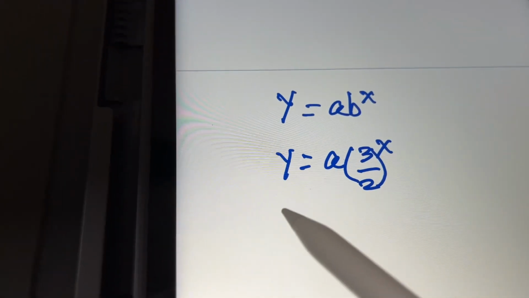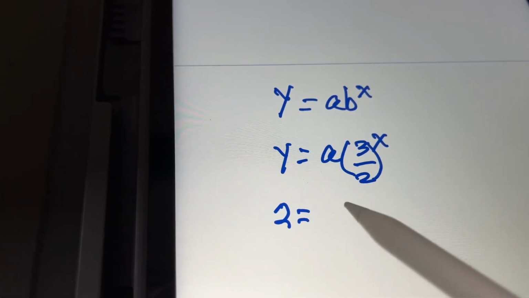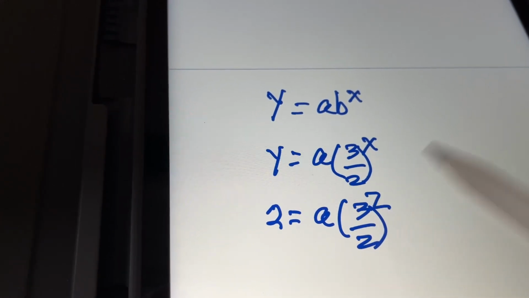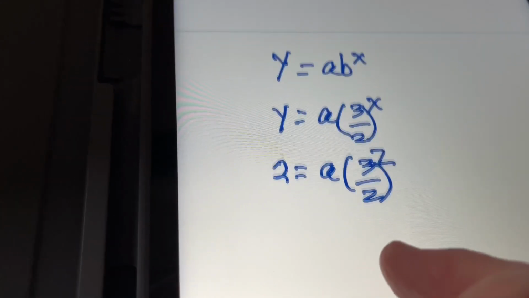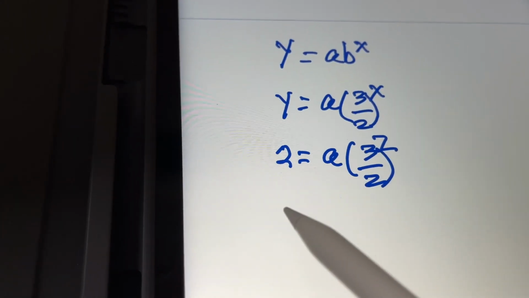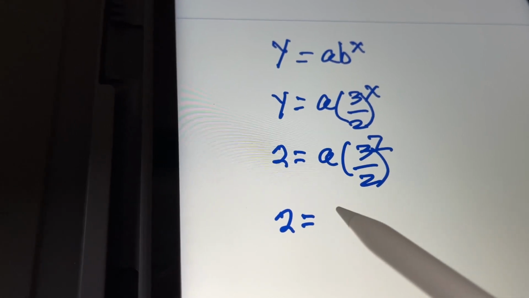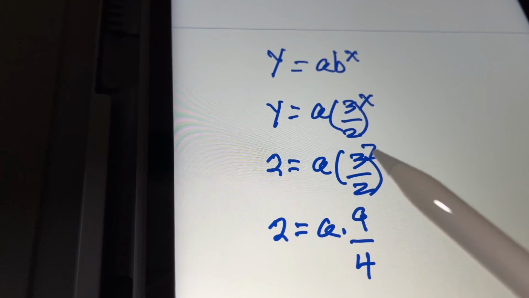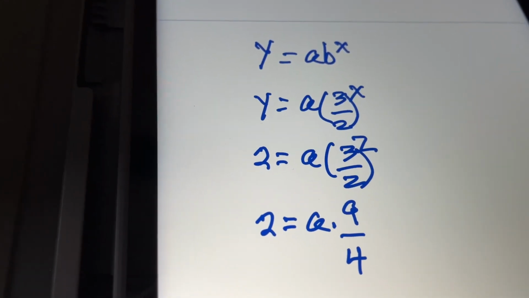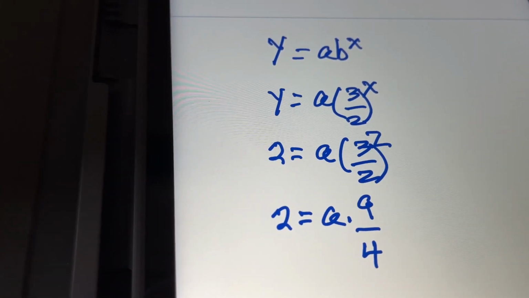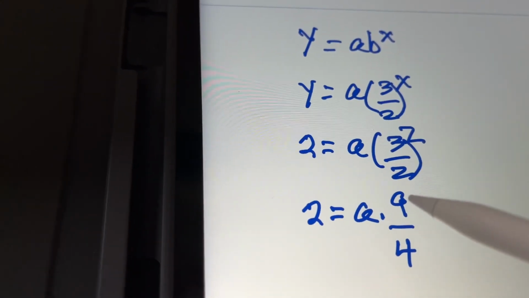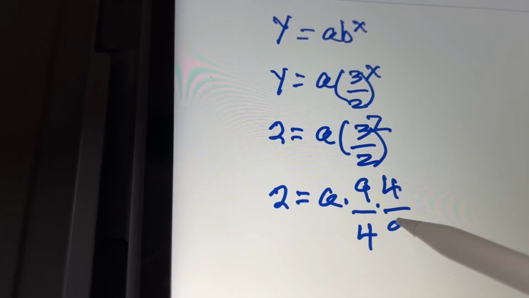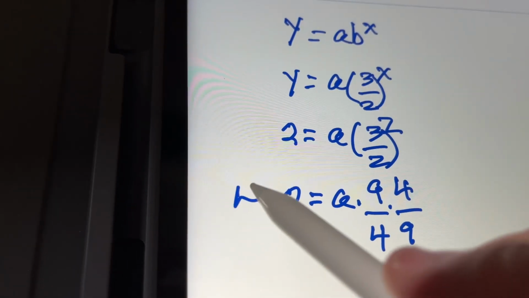So I'm going to put 2 in y's place, and I'm going to put 2 in x's place. And then I'm going to do the math on this, which means I'm going to square those. So if you square 3, you get 9, and if you square 2, you get 4. That's how you square a fraction. So 3 squared is 9, 2 squared is 4. Now I'm trying to solve for a, so at this point I'm going to multiply by 4 over 9, because that will get that to cancel.